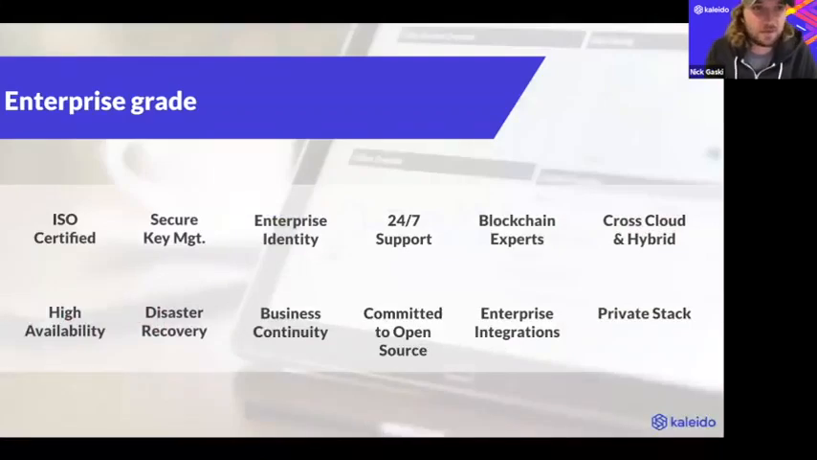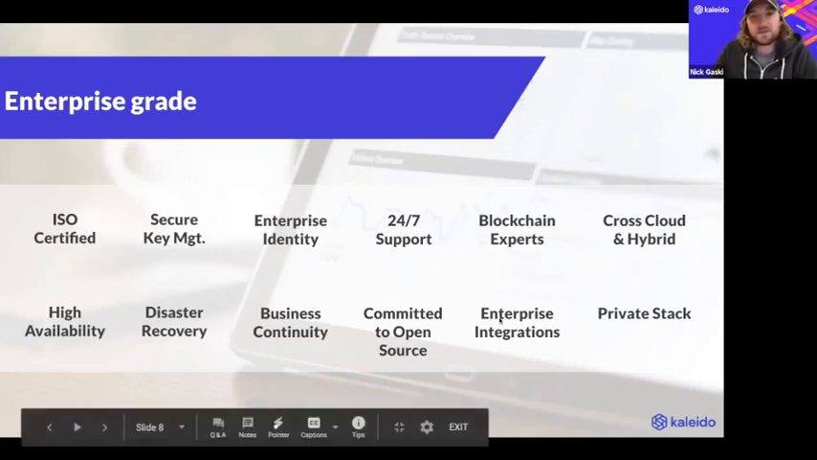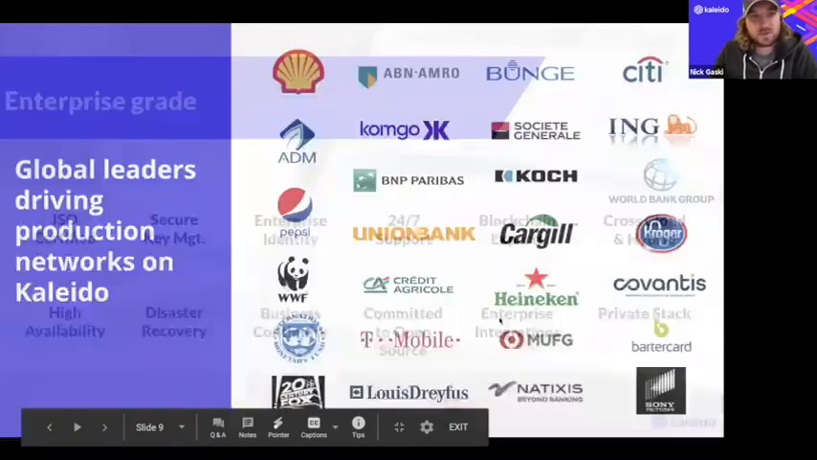Just to touch on enterprise grade, these are all things that are available out of the box on Kaleido: ISO certification, really flexible techniques on key management, delegated signing, HA, DR, business continuity with backups, all available. And then some native cloud integrations, enterprise integrations, a couple of which we'll look at today.